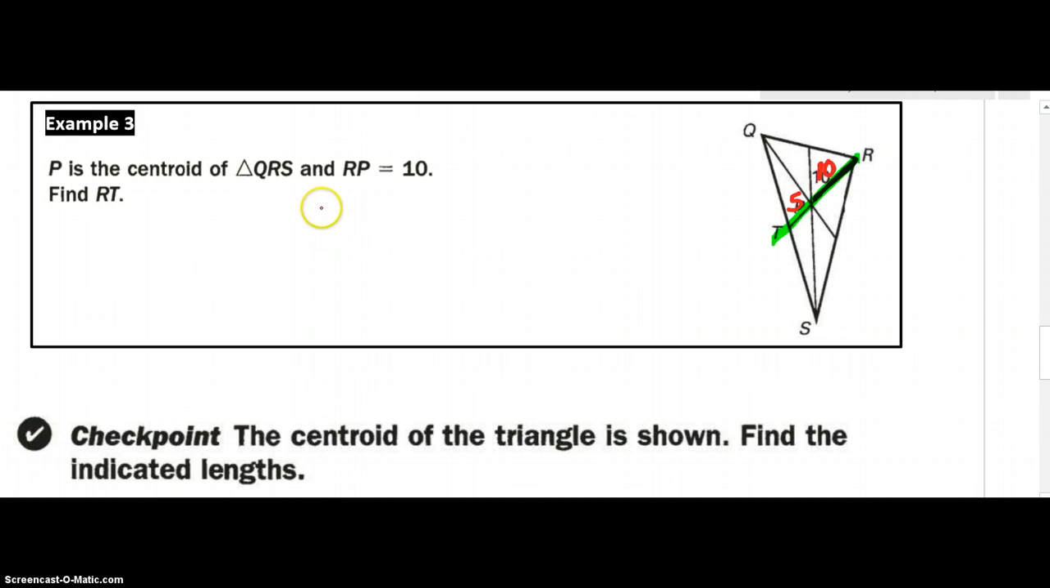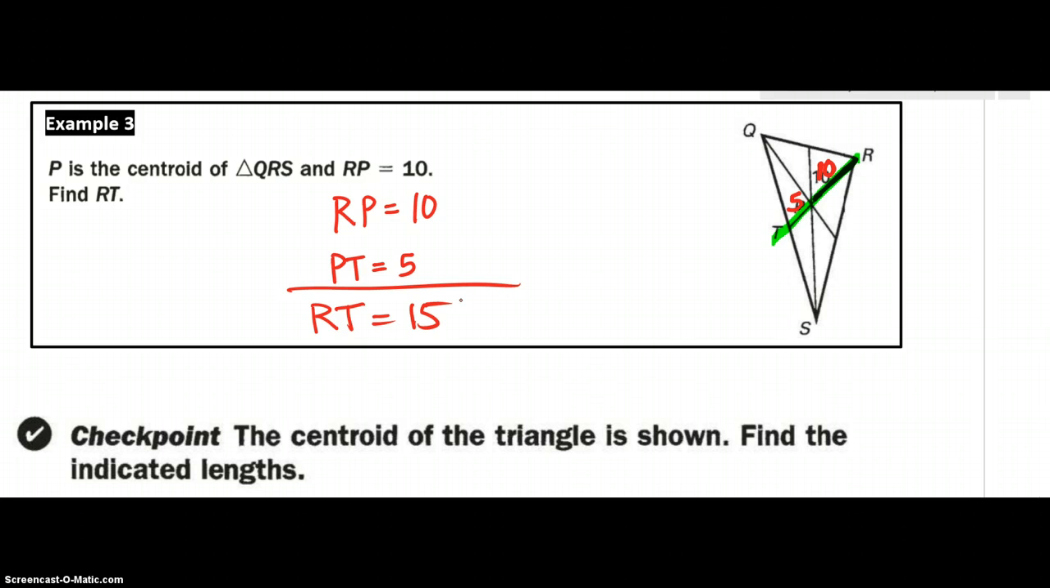So, if we wanted the length of RP, they gave us that. RP is 10. PT, the small part, is 5. So what is the entire median, RT? 15. So you could double check your work and take the whole piece, 15 divided by 3, and say, oh, okay, 5 and 10 does work. It makes sense. Good on that? Okay.